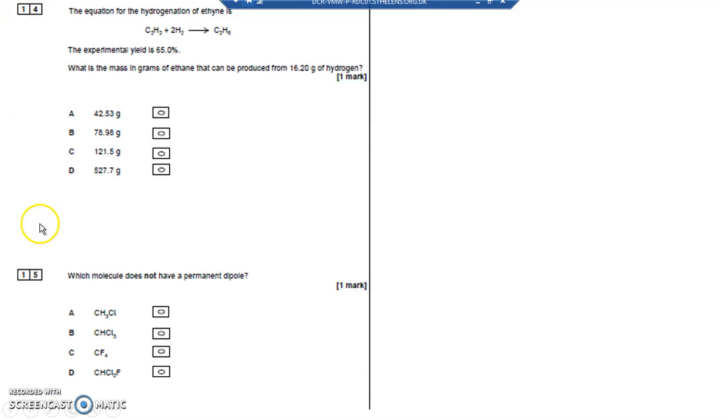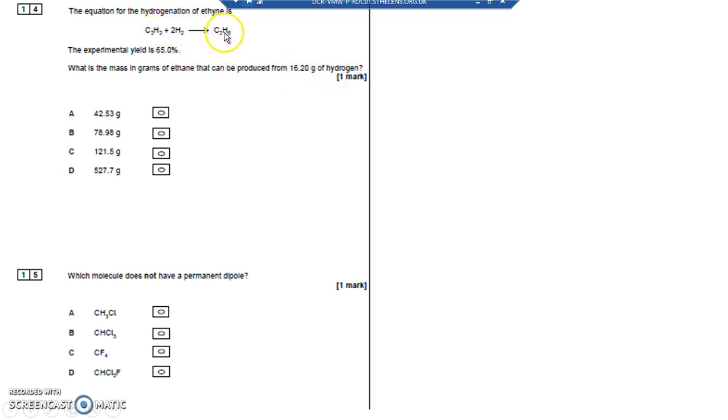So have a look at questions 14 and 15 then. The equation for the hydrogenation of ethyne, this must be ethyne here, and we've got hydrogen, addition of hydrogen is hydrogenation, makes ethane. Experimentally yields 65%, so we've made 65% of what we could have made. What's the mass in grams of ethane that can produce from 16.2 grams of hydrogen?